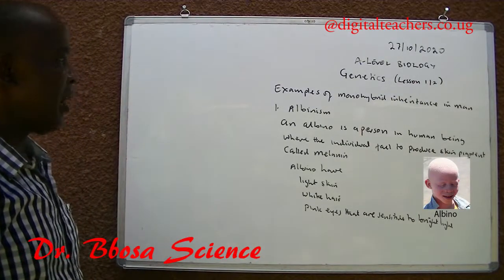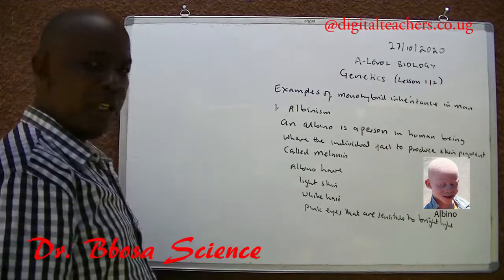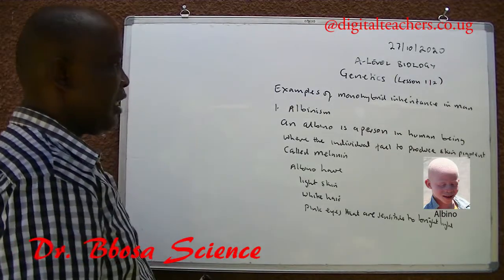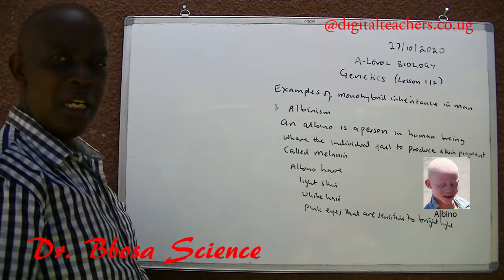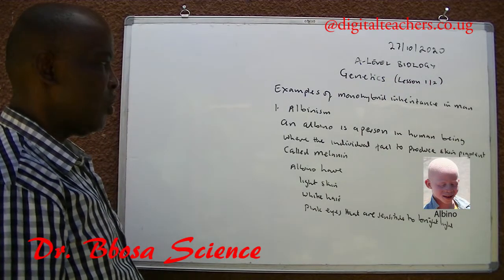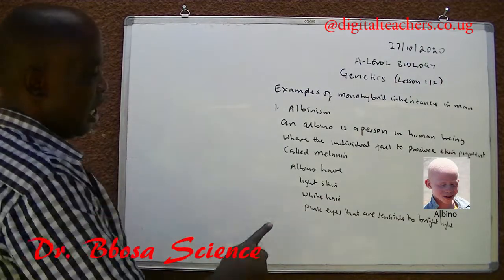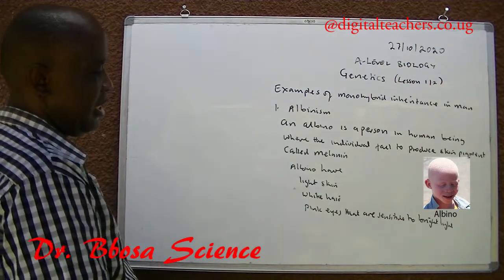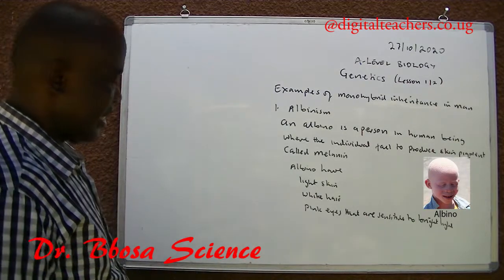Examples of monohybrid inheritance in man. One is albinism. An albino is a human being where the individual fails to produce skin pigment called melanin. So albinos have light skin, white hair, and pink eyes.